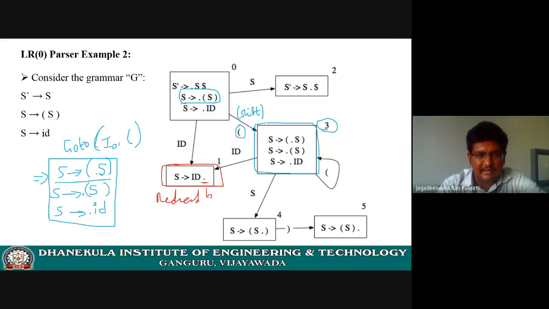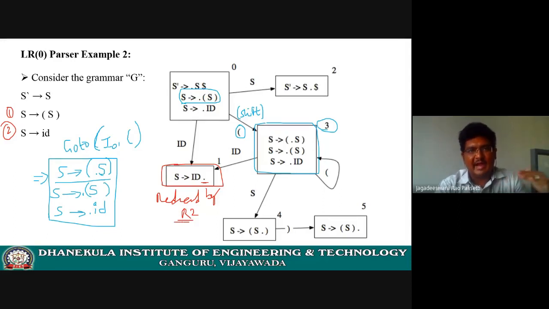If you are giving numbering to the production rules, I can consider this particular state reduced by R2. Am I clear? That's what we did in the previous class. So where is this R2 to be written? At the I1 row, in each and every column under the action part. That's what we did in LR(0).